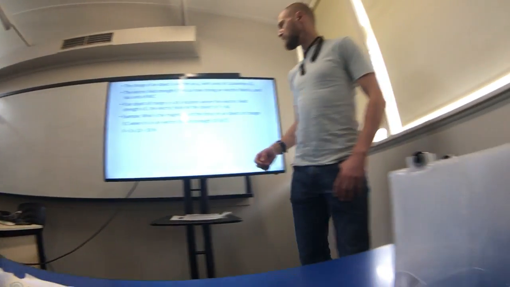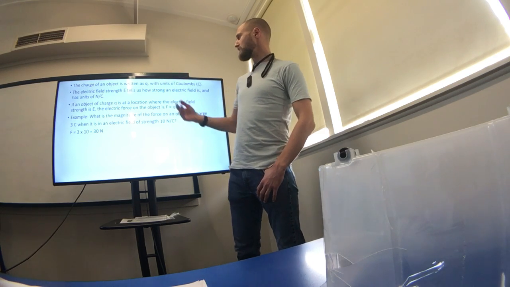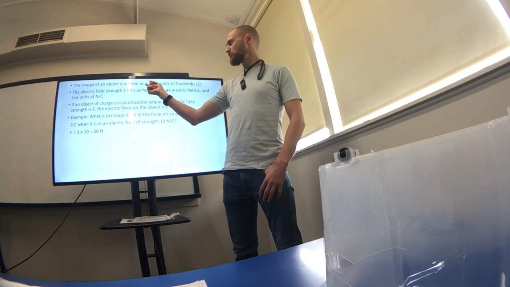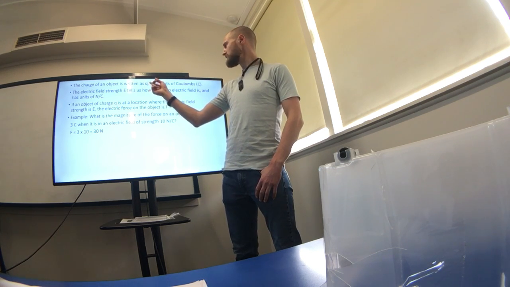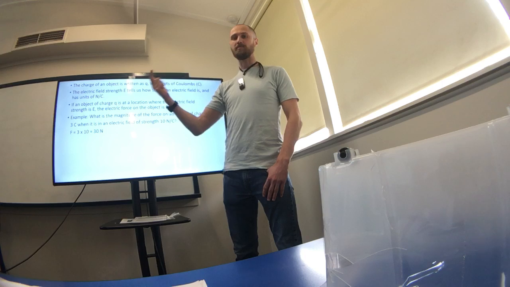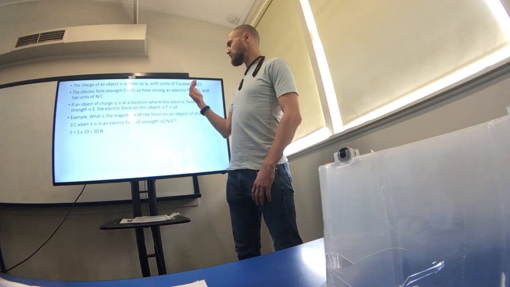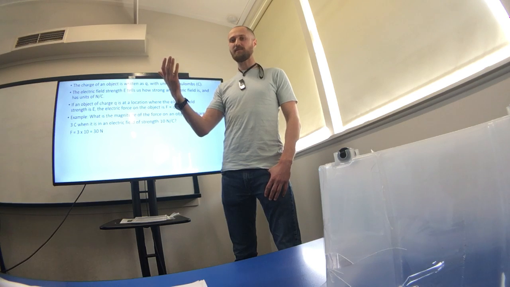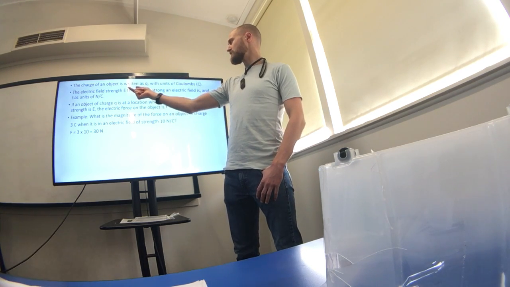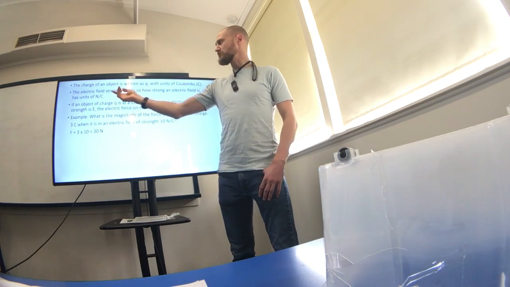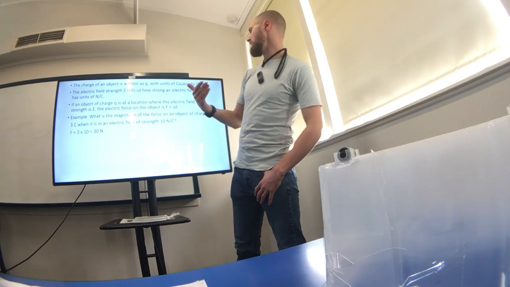Now, when we're talking about electric fields, we're talking about charged objects. So we're going to talk about the charge of an object, and we use the symbol little q to denote the charge of an object. It's going to have units of coulombs. So hopefully you've seen those before, but if not, it's just a unit that we use to designate how much charge something has. Electric field strength, big E, tells us how strong an electric field is, and it has units of newtons per coulomb.